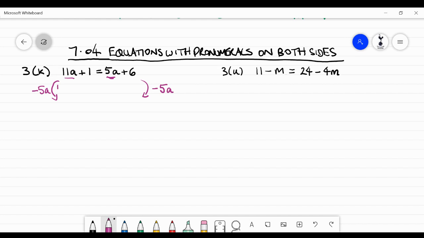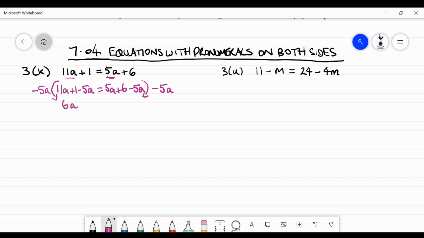And I'm still going to write this step in here. 11a plus 1 minus 5a equals 5a plus 6 minus 5a. Now that step there, a lot of you are probably getting very comfortable by now. If you leave out that step and just go straight to the next line of simplifying, that's fine, as long as you're comfortable. If you're not comfortable, include the step.